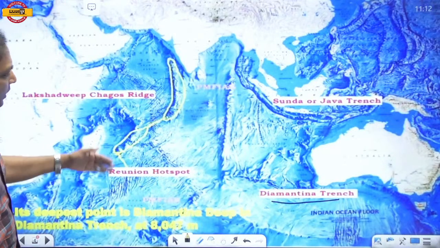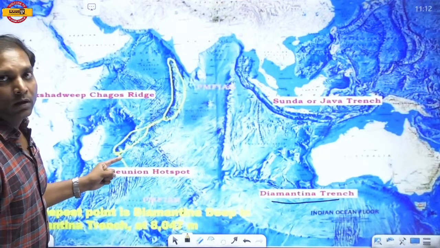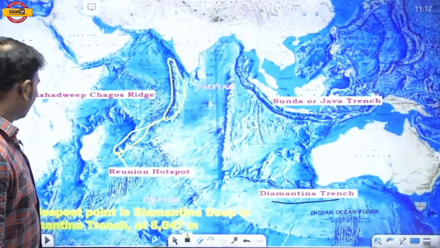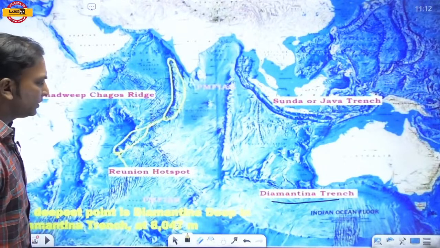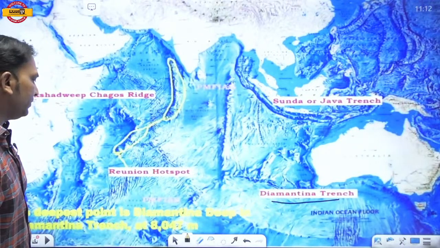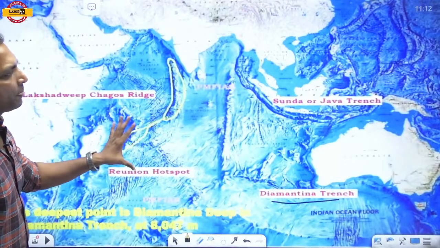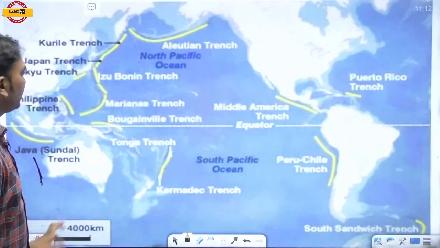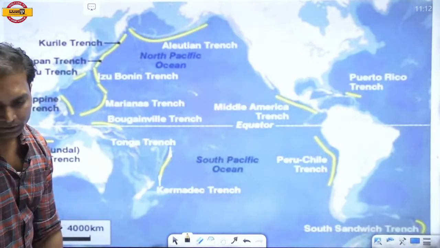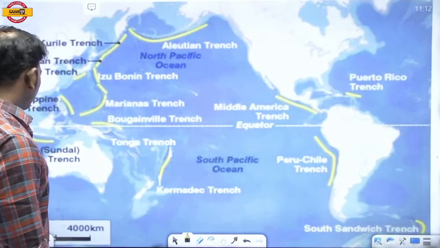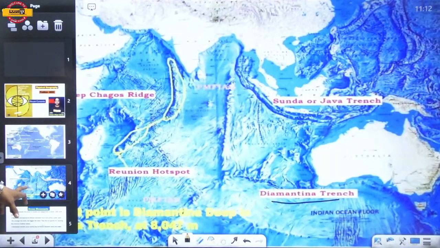On the southern side of this ridge you can see the Reunion hot spot. The deepest point of the Indian Ocean would be the Diamantina Trench, having a depth of 8,047 meters. So this one is about the Indian Ocean; about the Pacific Ocean and the Atlantic Ocean we have seen. Now we are going to attempt oceanic currents.